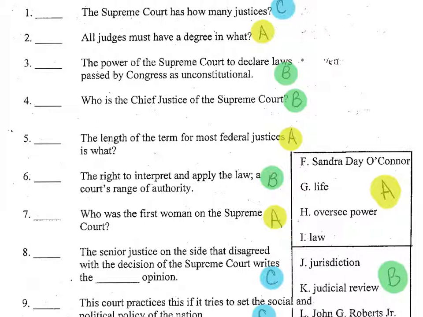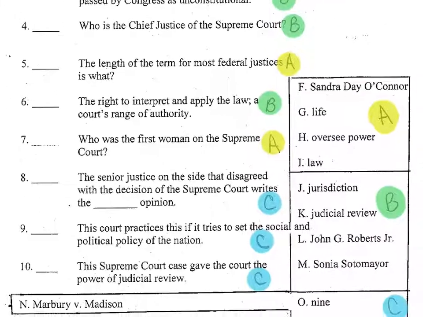Make sure you use capital letters also in your answers. And then number 7, this will do it for the box A. Who was the first woman on the Supreme Court? Boy, if you don't get this one right, we've got a problem. All right. So that does it for box A, for the yellow ones. Now we're going to talk about B.